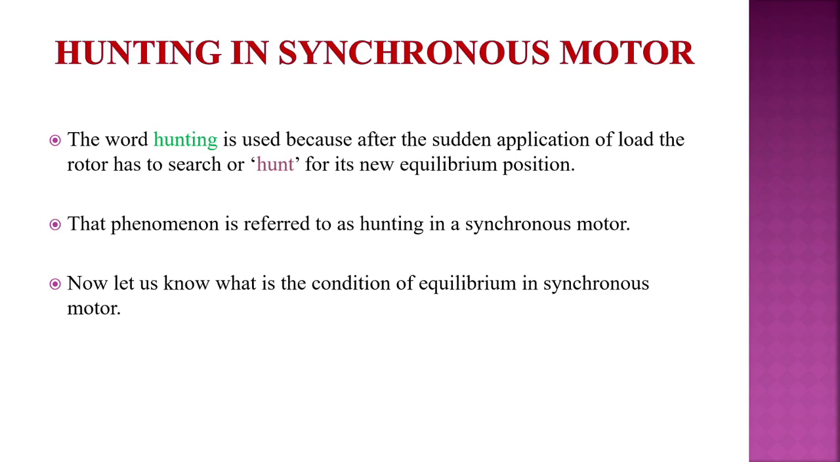Okay. So what is hunting? Whenever we apply a load to the rotor, it will search or hunt for its new equilibrium position. It will be oscillating. So the rotor will be oscillating and it will search for a new equilibrium position, that is called hunting. So why is hunting caused? Hunting is caused by change in load, change in excitation or change in some other conditions such as sudden changes in load or very small load or a very high load.